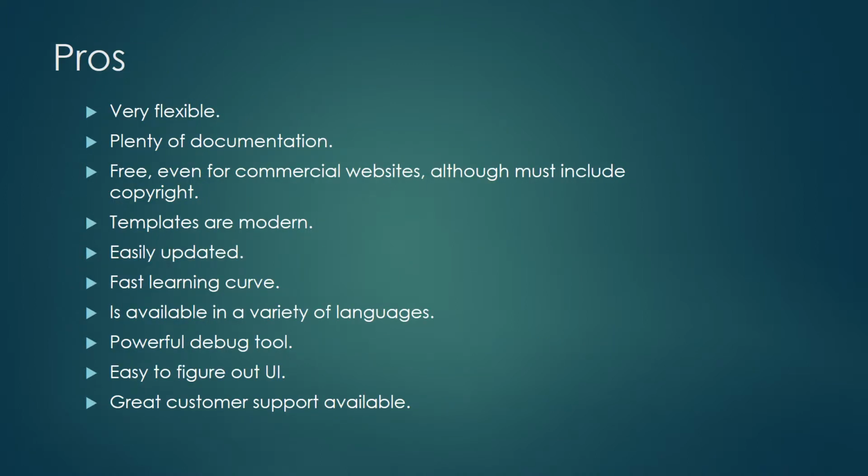The pros of Subrian are that it's very flexible with plenty of documentation. It's free even for commercial websites, although you must include the Subrian copyright in the footer. The templates are modern. It's easily updated. You just have to click one button and it updates everything. It's got a very fast learning curve and it's available in a variety of languages. There's a powerful debug tool, an easy to figure out user interface, and great customer support is available as it's a professional company with over 200 employees.